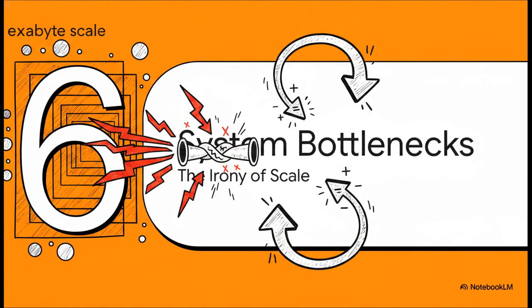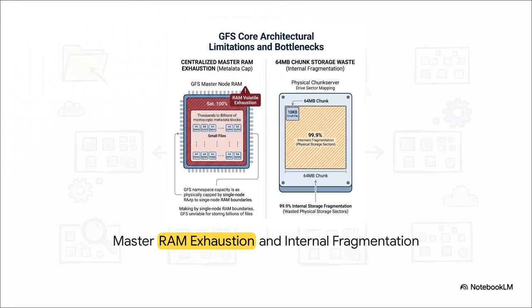And finally, Section 6, System Bottlenecks and Limits, the irony of scale. This brings us to the dramatic twist of our explainer. The exact design choices that made GFS an exabyte scale triumph ultimately became its fatal weakness, as Google's own workloads evolved. You see, GFS was originally built for a few massive files, but then came applications like Gmail, which started generating billions of tiny files.